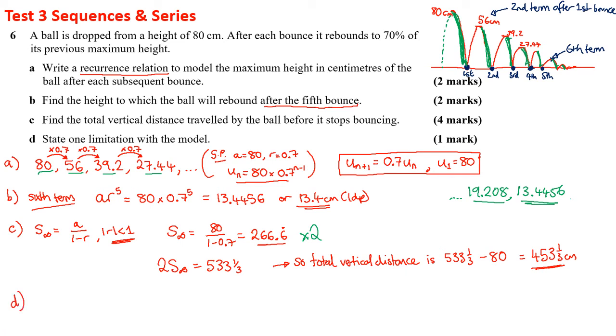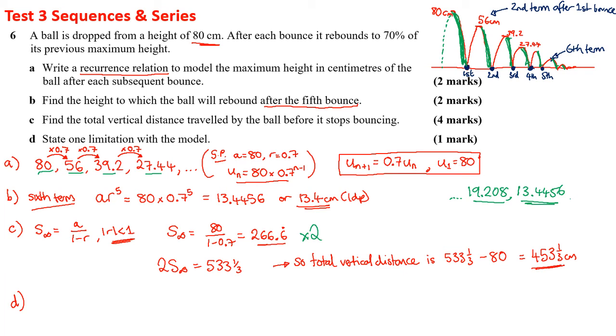Now, in terms of limitations with the model, quite a few of you are mentioning things like air resistance. I think that comes in more if you're talking about parachutists jumping out of planes. When you're talking of dropping a ball from a height of 80 centimetres, the air resistance is probably less so. It's probably quite negligible.